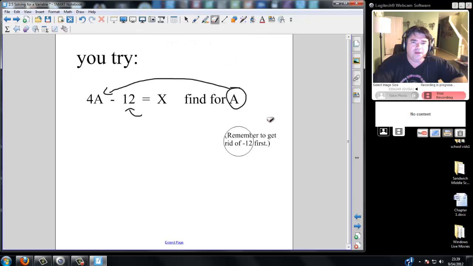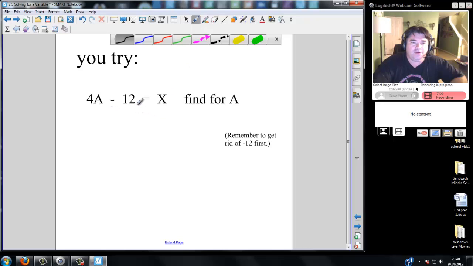Okay. Hopefully you have that done. Let's see what you got. I'm going to go ahead and first get rid of the minus 12. Why? Because it's further away from the a. So I add 12 over here.